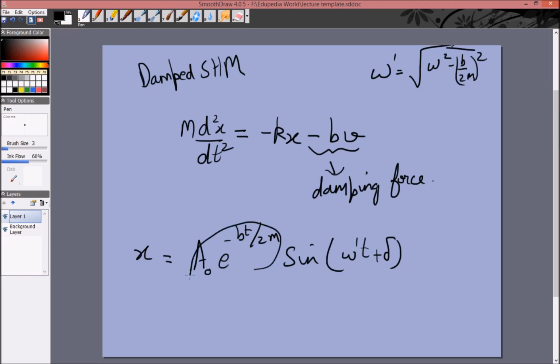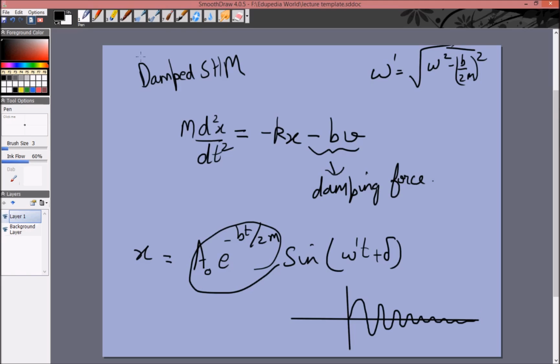Also, this is the amplitude a naught e to the power minus bt by 2m. So the amplitude decreases continuously. So with damping, the graph of this would be sinusoidal with the amplitude decreasing. So instead of a graph like this, it will actually be a graph like this with the amplitude continuously decreasing, finally dying off to 0. And that does seem to us to be a realistic graph for what an SHM should look like.